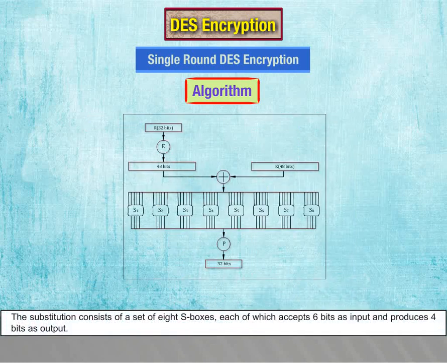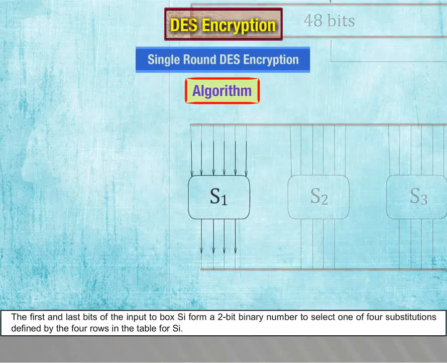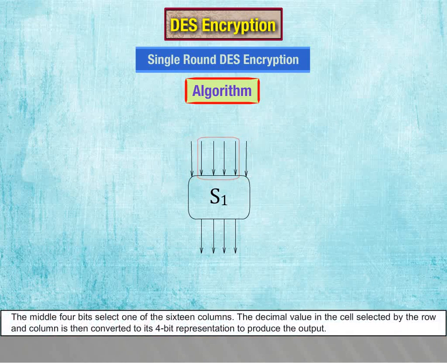The substitution consists of a set of 8 S boxes, each of which accepts 6 bits as input and produces 4 bits as output. The first and last bits of the input to box Si form a 2-bit binary number to select one of 4 substitutions defined by the 4 rows in the table for Si. The middle 4 bits select one of the 16 columns. The decimal value in the cell selected by the row and column is then converted to its 4-bit representation to produce the output.